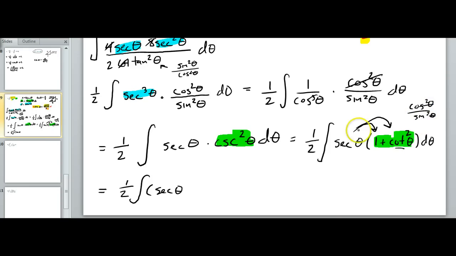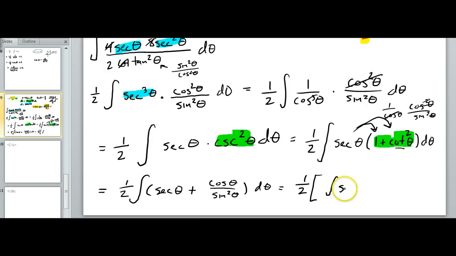Alright, that's what the cotangent is equal to. So when I multiply by the secant, remember secant being 1 over the cosine, I'm going to get a cancellation there. So I get the secant plus, I'm going to write it as cosine theta over sine squared theta d theta. And what this allows me to do is split this up into the integral of secant theta d theta plus the integral of cosine theta over sine squared theta d theta.